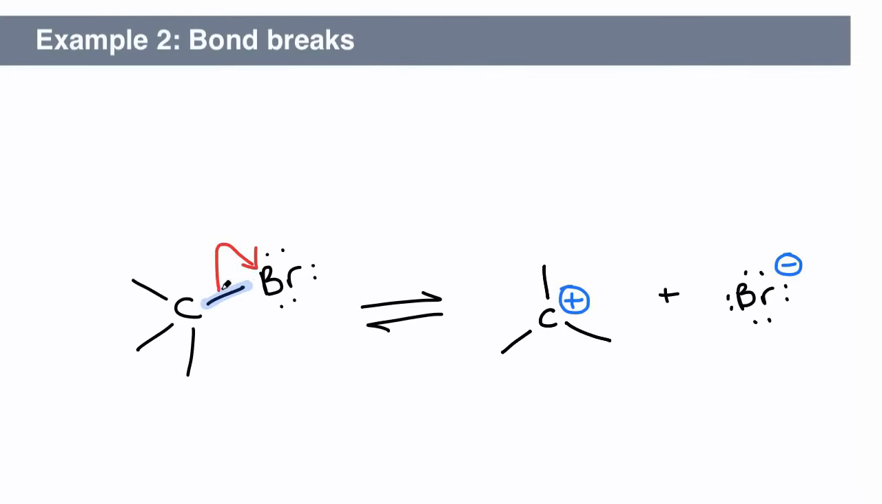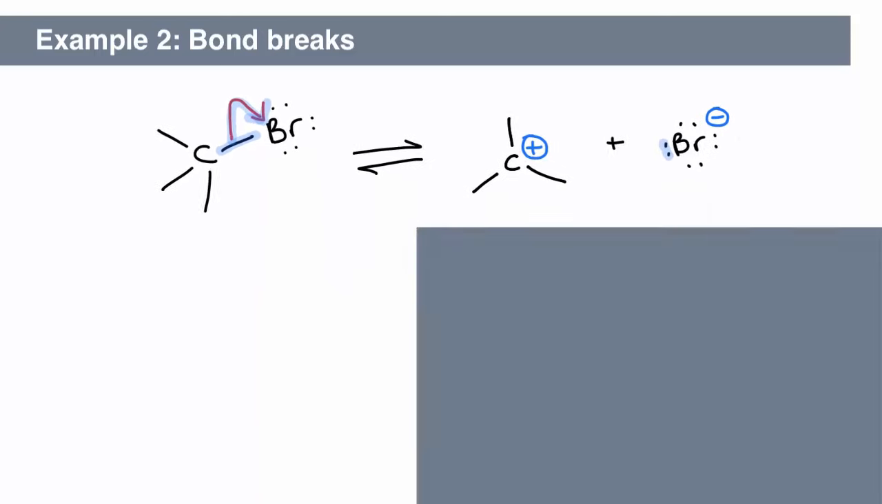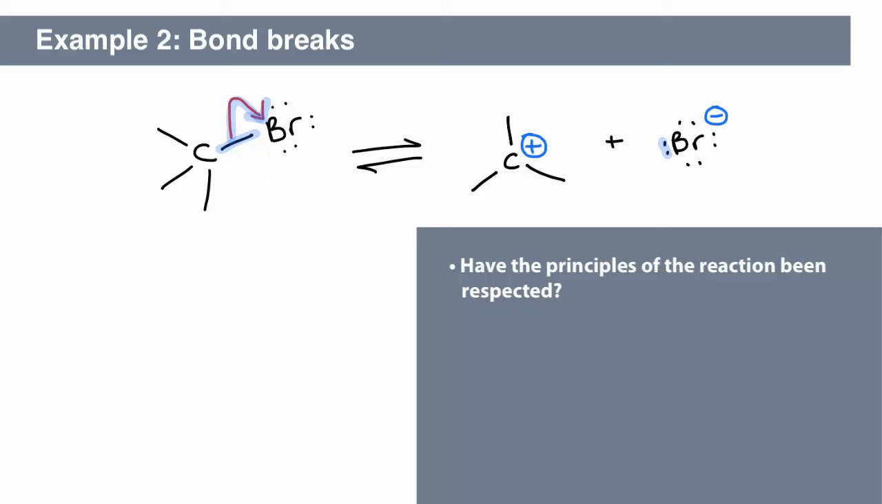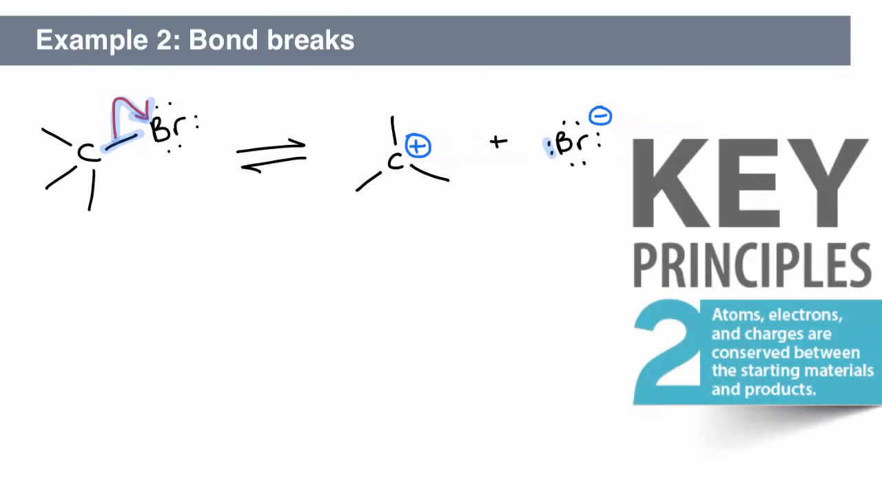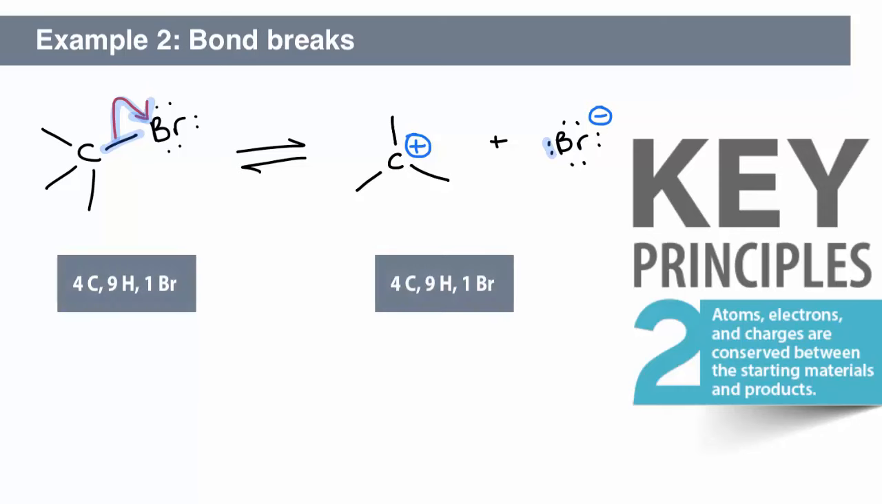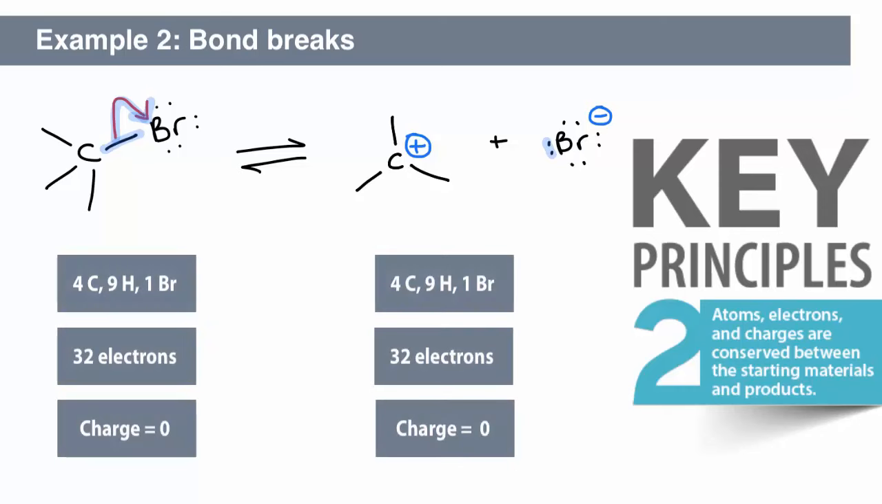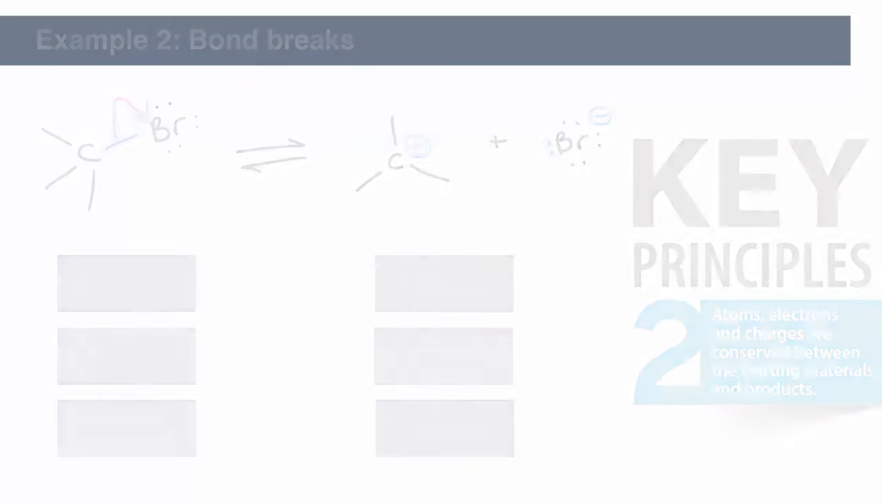In this example, the arrow describes the carbon-bromine bond breaking and the 2 electrons going to bromine. Have the principles of the reaction been respected? How many of each atom type is present in the starting material and products? How many electrons? What is the overall charge? The principles of the reaction have been respected. There is the same number of atoms, electrons, and charges in the starting materials and products.